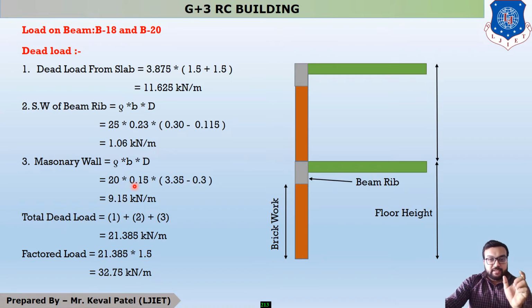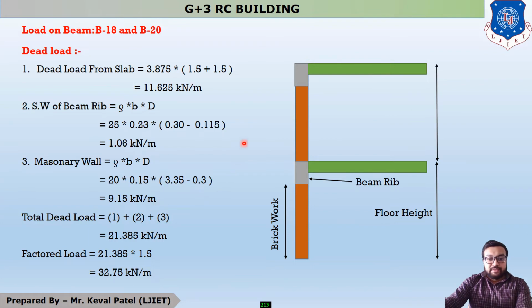Your thickness of internal wall is equal to 150 mm, so it is 0.15, and your capital D. So you can see that this is your floor height, which is equal to 3.35 meter, in which your brickwork is started from the bottom of the beam. So we have to deduct the depth of bottom, which is 0.3. So after putting all this value, we have to calculate the masonry wall load, which is 9.15 kilonewton per meter.